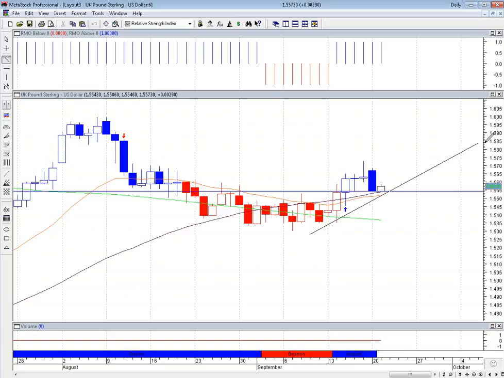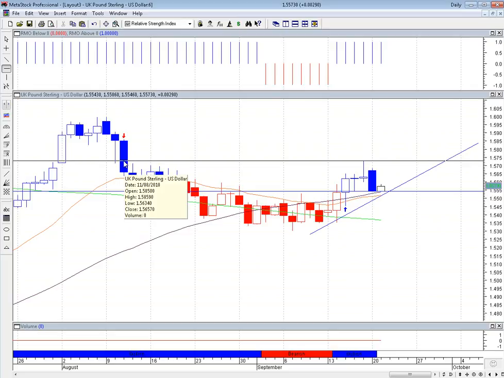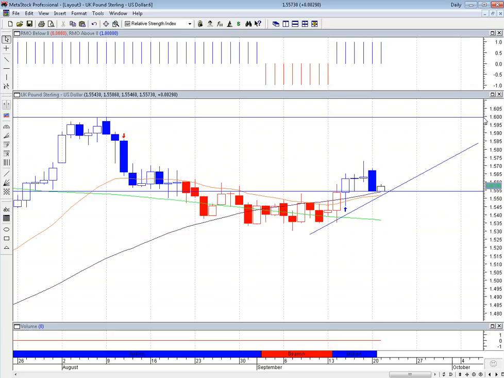And our first port of call, which we've already tested, would be the high of that candle. But ultimately our call would be here at 1600. A retest of 1600 would be the ultimate gain for the next couple of weeks. Okay, so let's have a look at the intraday time frame.